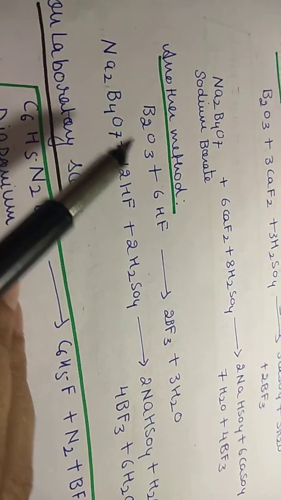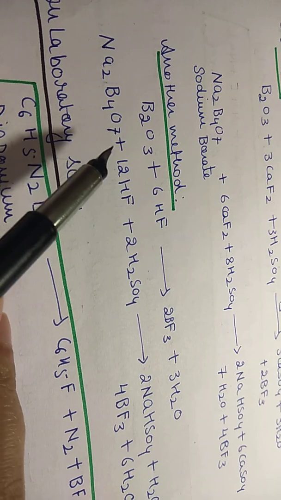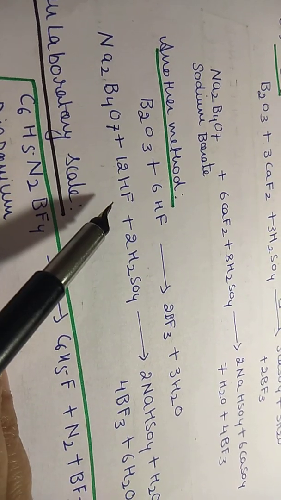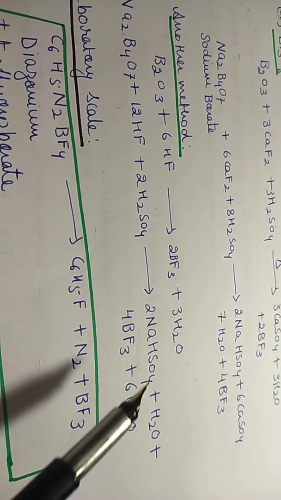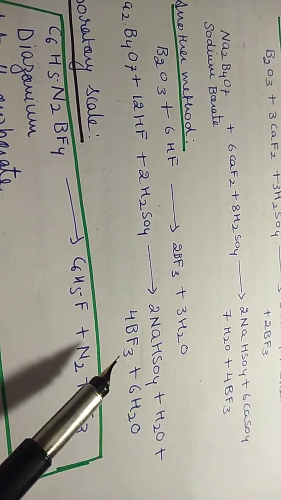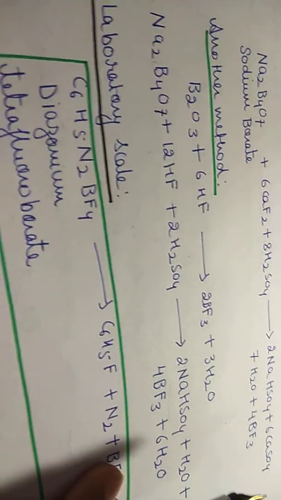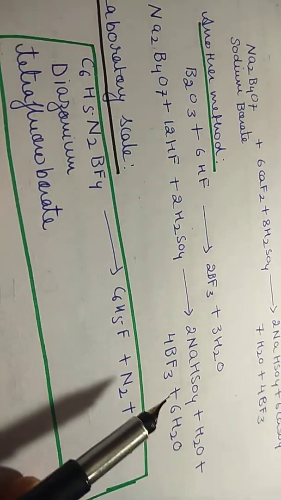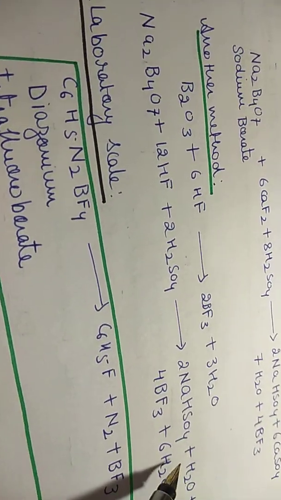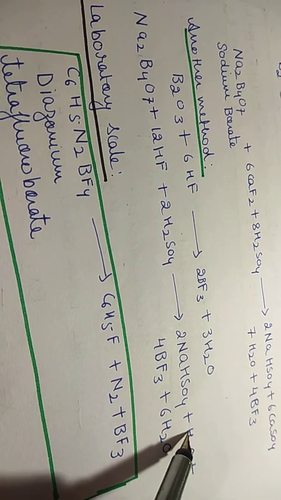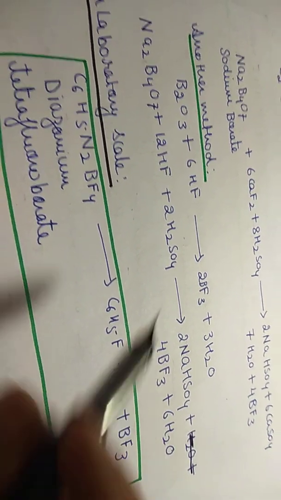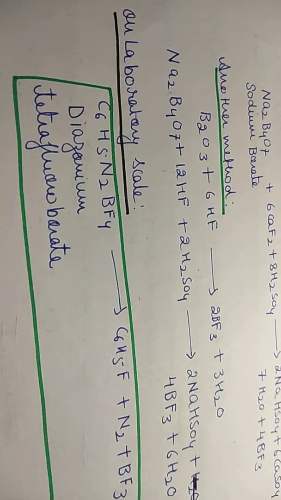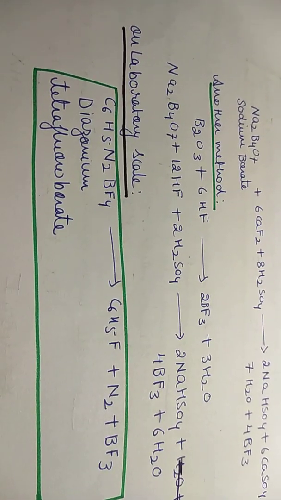Then if you take Na2B4O7, meaning sodium borate, और उसको अगर आप HF से treat करें in the presence of sulfuric acid, then what we get is sodium bisulfate, water, BF3 plus water molecule. So this is another method of preparation of your BF3.